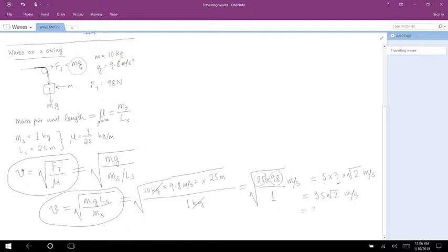And I could put in the value 35 times 1.414, which is the square root of 2 meter per second. I get 49.5 meter per second, roughly. So that's the speed with which the wave is traveling on the string.